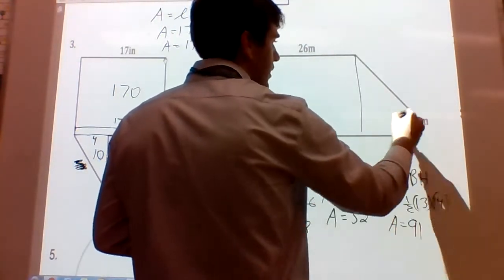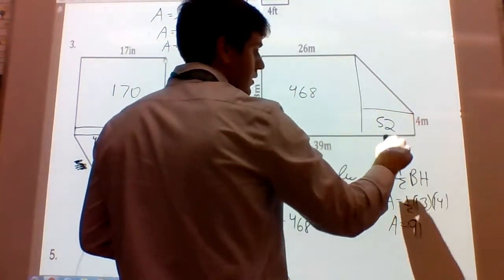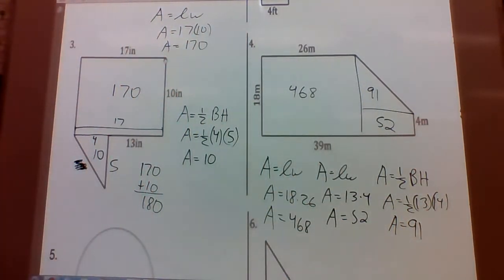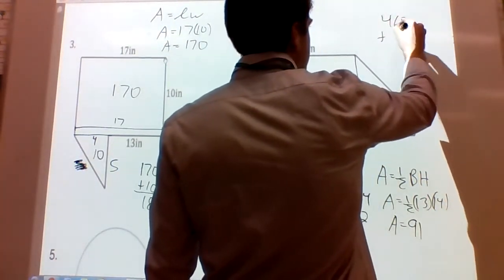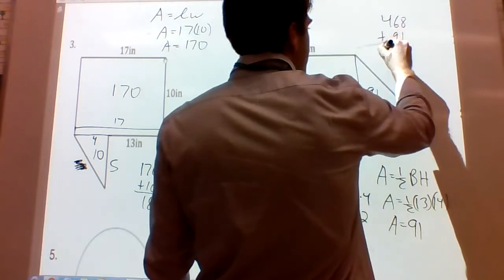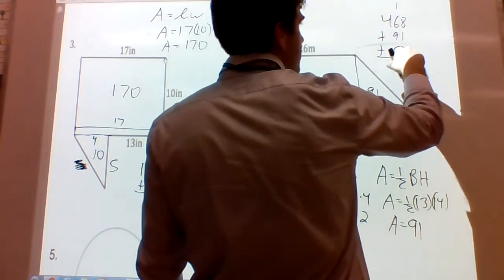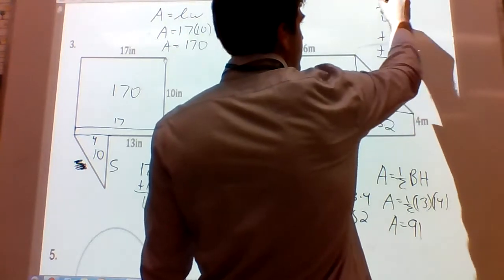Okay, so the area of the big one was 468. The small rectangle was 52. And the area of the triangle was 91. So we add those all together. 468 plus 91 plus 52 is going to be 611.